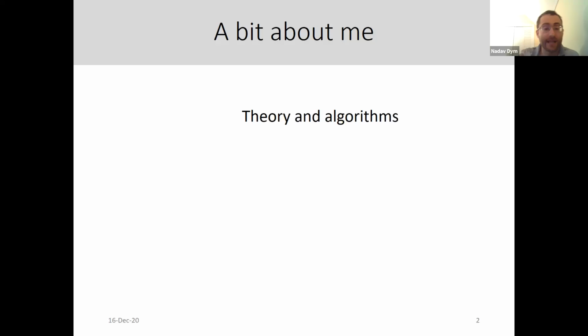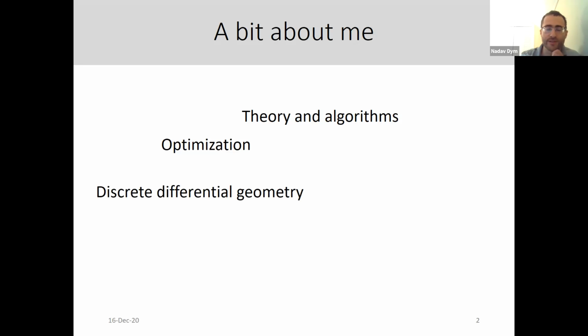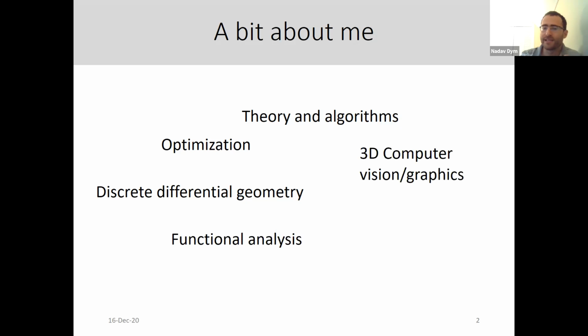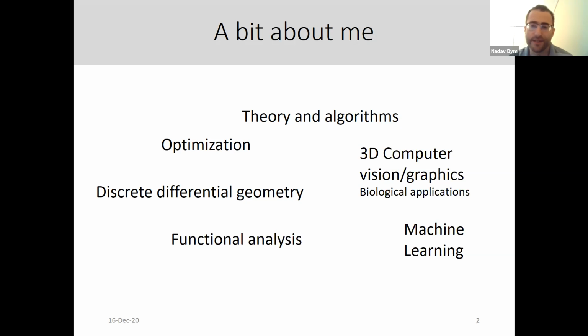So in general, I'm an applied mathematician. I do things under a very broad umbrella term. I do things related to theory and algorithms, theory of existing algorithms or theory for developing new algorithms. The theory part is related to optimization, discrete differential geometry, or functional analysis. And the algorithms come from applications in 3D computer vision or graphics, and biological applications and machine learning. That's the general kind of thing.